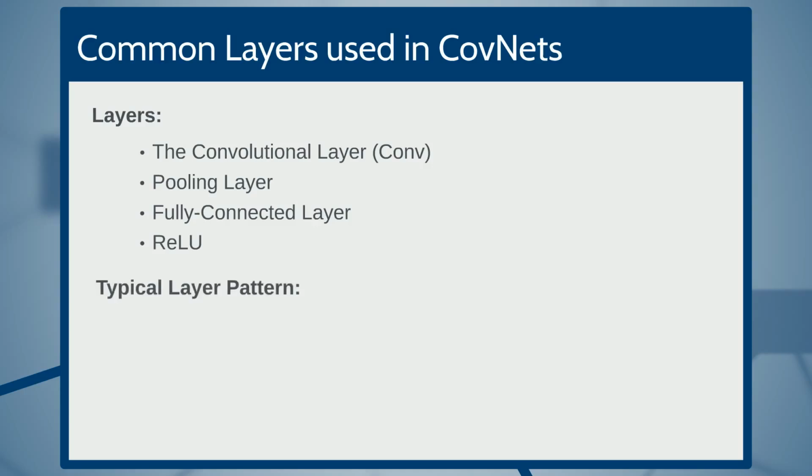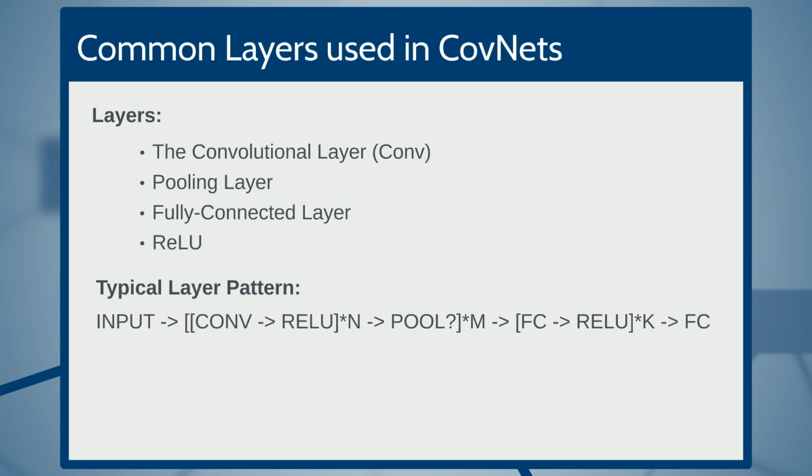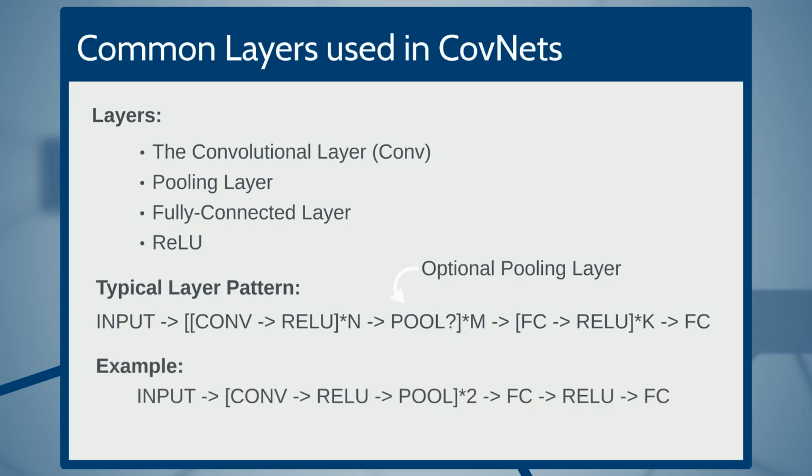So a typical layer pattern might look a little bit like this. We're going to have an input, and then we are going to do a certain number of convolutional layers with our rectifier to apply nonlinearity. And some of those could be followed with an optional pooling layer. And finally, at the end, we're going to get fully connected layers, again, with our activation functions to produce our final output. So this is a little confusing because it has N's and M's and question marks, but this is just the general pattern. Here's an example of what that might look like.